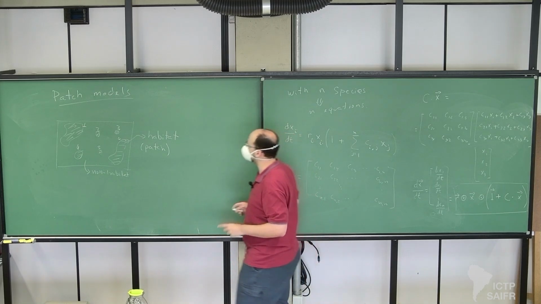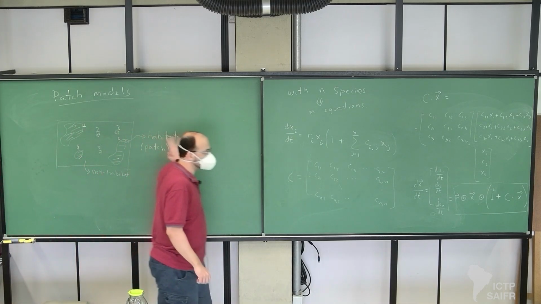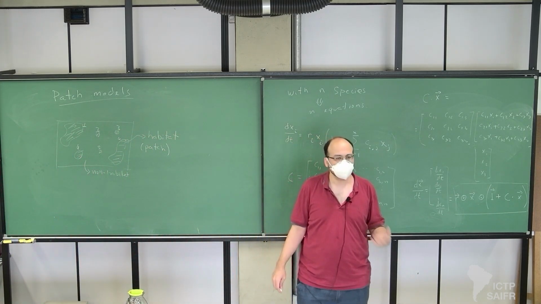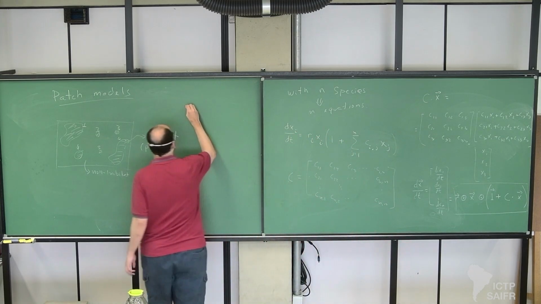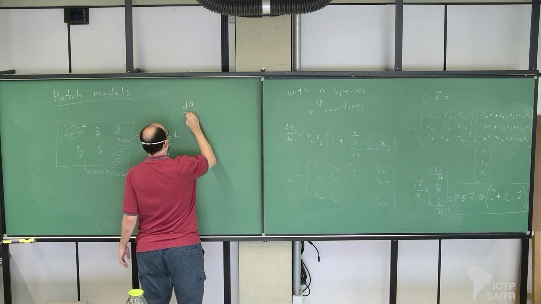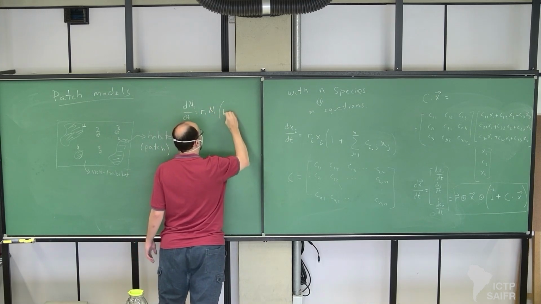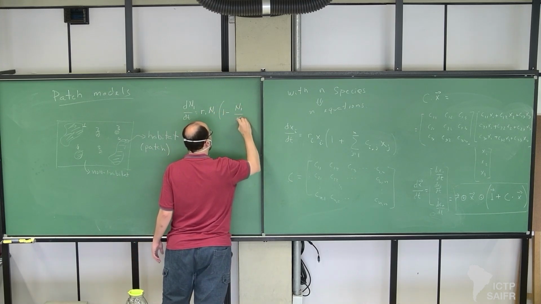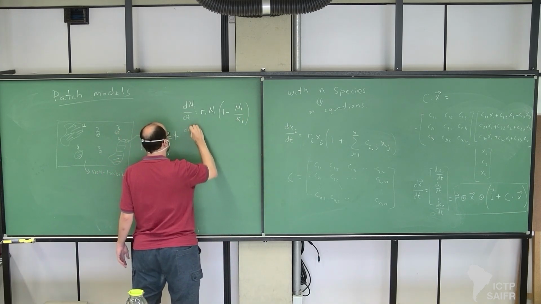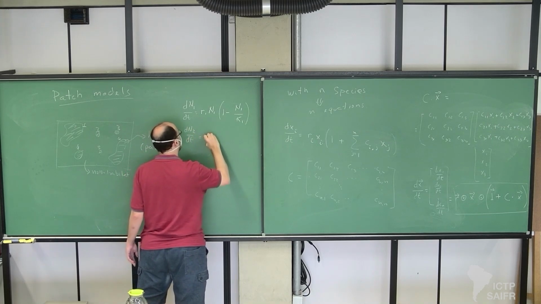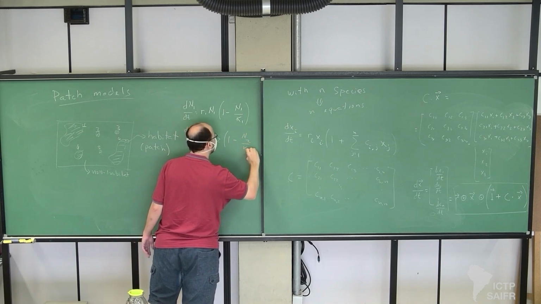Let's assume the simplest thing. What is the simplest thing for population growth in each patch? Let's assume it's just logistic growth. So let me write that dN1/dt is going to be R1 N1 (1 minus N1 over K1), and the same thing for all the others. dN2/dt is going to be R2 N2 (1 minus N2 over K2), okay?